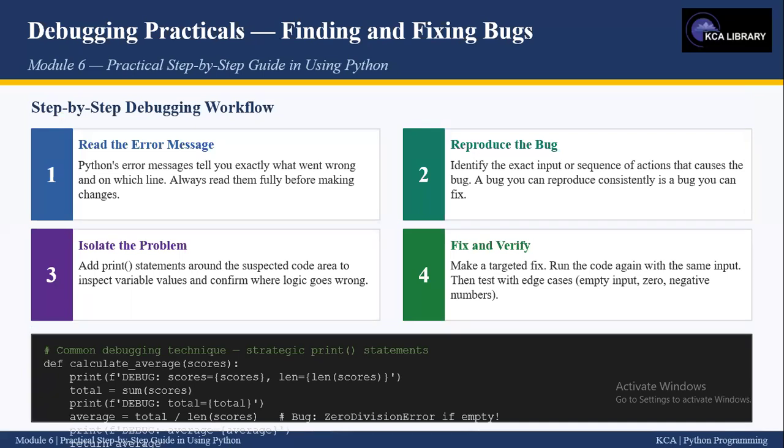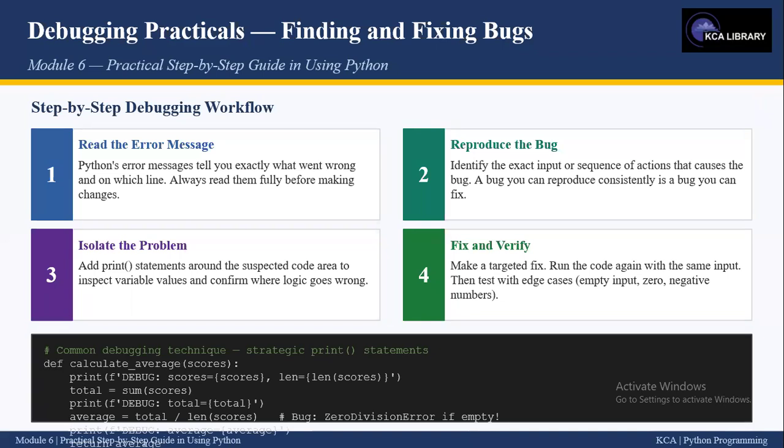Debugging practicals: finding and fixing bugs. This slide presents a four-step debugging workflow used by professional developers. Step 1, read the error message. Python error messages tell you exactly what went wrong, and on which line. Always read them fully before making any changes.